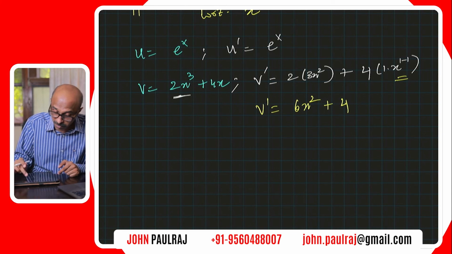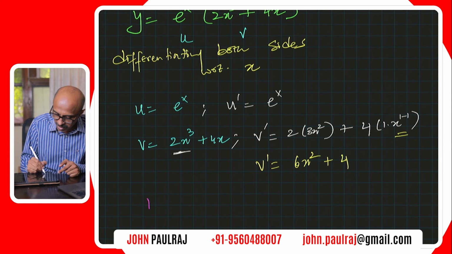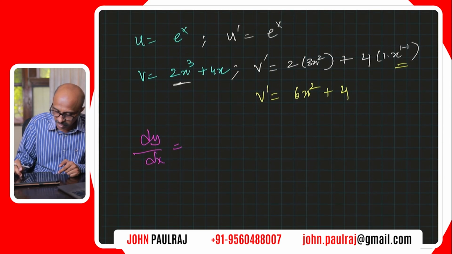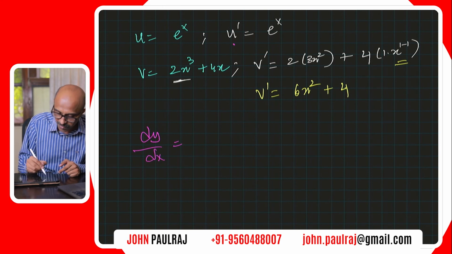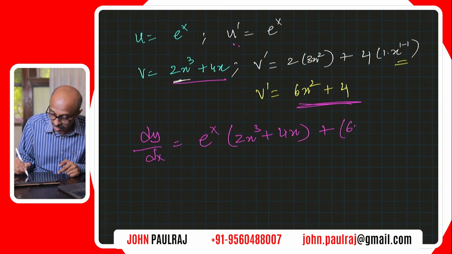So then we have to put it together to find the derivative of y. We can say dy by dx, this time we're using another notation. That's okay, it's still the derivative. It's going to be equal to u prime times v. So it's e to the power of x times 2x cubed plus 4x, that's u prime times v, plus v prime, which is 6x squared plus 4, times u, which is e to the x.